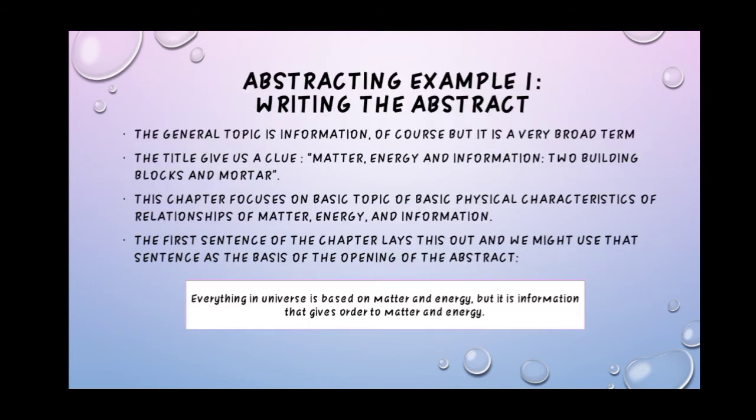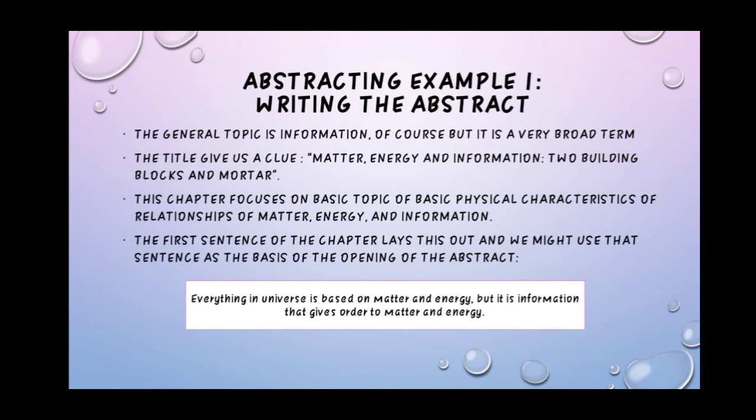Abstracting example 1. Writing the abstract. The general topic is information, of course, but it's a very broad term. The title is a clue: Matter, Energy and Information, Two Building Blocks and Mortar. This chapter focuses on basic topics for physical characteristics of the relationship of matter, energy and information. The first sentences of the chapter lay this out and might be used as the basis of the opening of the abstract. You can see the sentences in this slide as I have written.